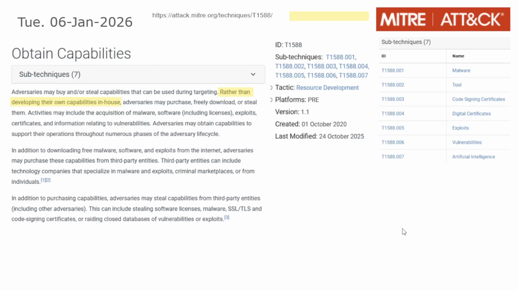Then, in addition to downloading free malware, software, and exploits from the internet, adversaries may purchase these capabilities from third-party entities. Yes, so those are the illegal sites, or even legal, okay? Buy an antivirus solution, as said. Endpoint protection, play around with that. At this point, the vendors of these solutions should be interested to not sell their product to anybody. There must be some sort of verification who is buying my security product here, and I'm not sure to what extent vendors do that. They want to earn money, they are happy about every sale they can make, but be cautious.